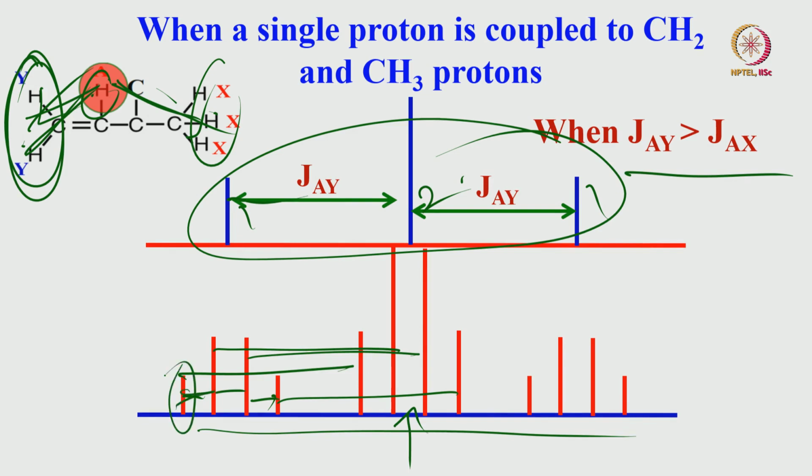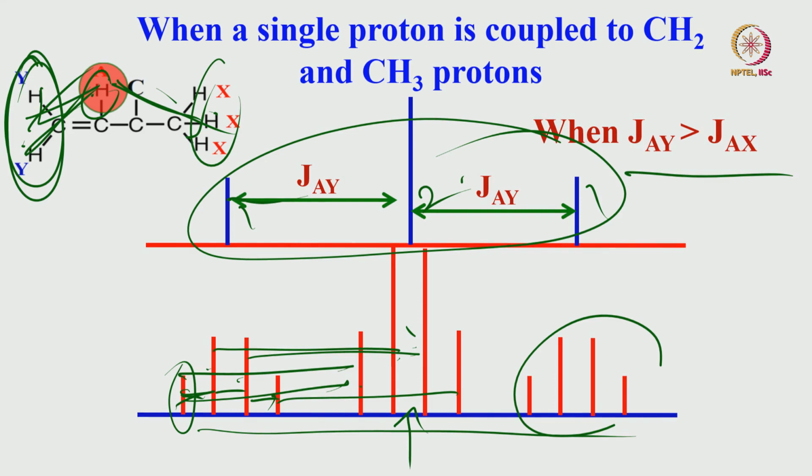Any peak of this quartet you consider, identical peak in the other quartet you consider, like the leftmost peak to leftmost peak, second peak to second, third to third, fourth to fourth. Similarly, this group to this group you consider in the same manner, that separation gives you AY coupling. So, you understood how to measure coupling from this multiplicity pattern.